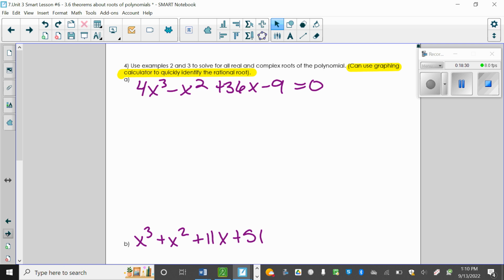So please do 4a, which is example 2 from the practice. 4x to the third minus x squared plus 36x minus 9. Go ahead and solve this polynomial. Pause the video and resume because I'm going to show the answer in 5, 4, 3, 2, 1.